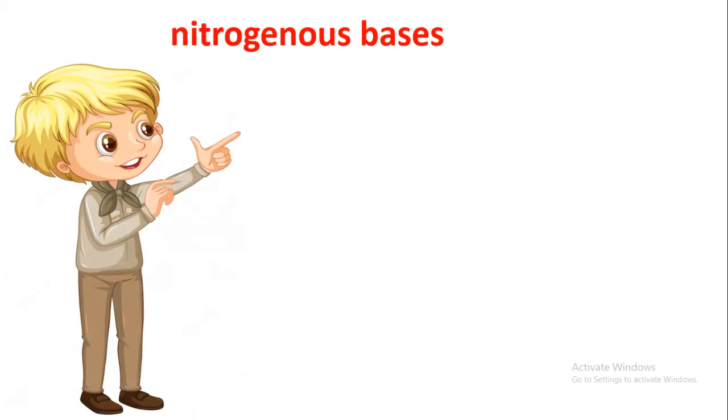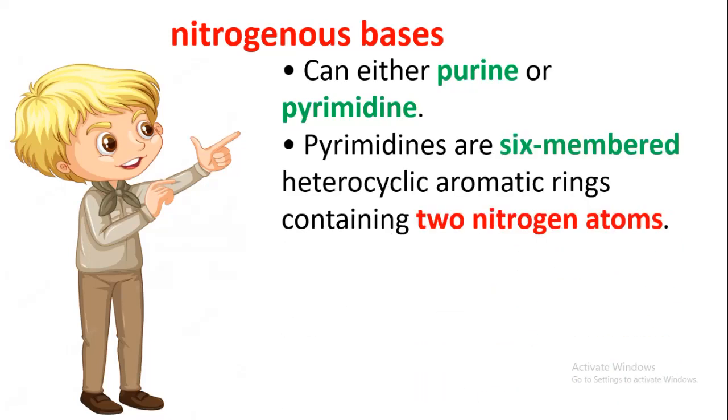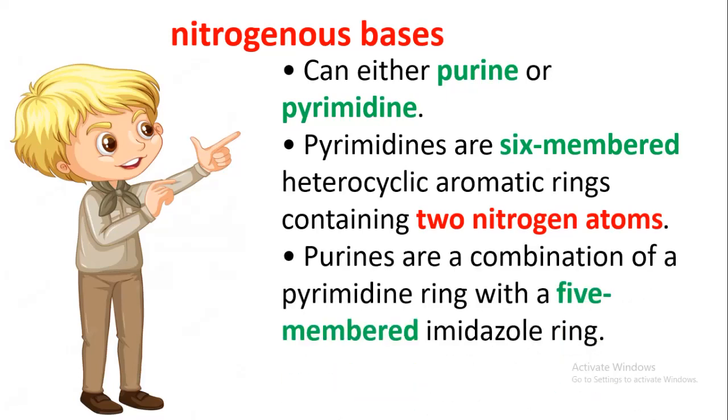So we talked about the components of the nucleotides. One component is the nitrogenous bases, which can be either purine or pyrimidine. Pyrimidines are 6-membered heterocyclic aromatic rings containing 2 nitrogen atoms. Purines are a combination of a pyrimidine ring with a 5-membered imidazole ring.